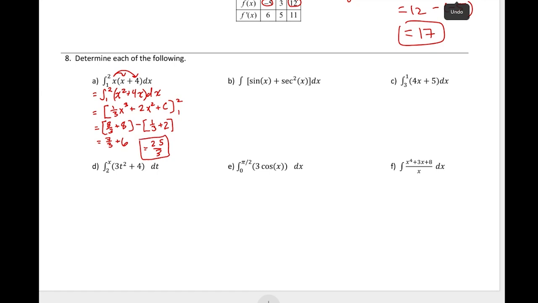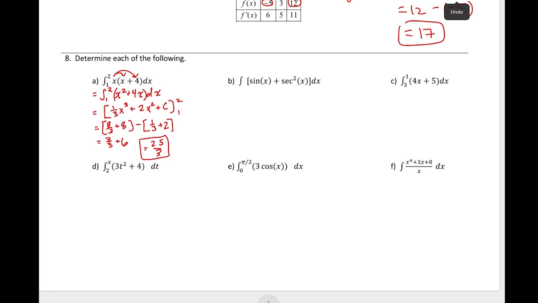Letter B is an indefinite integral. So all we're going to do here, we're not going to evaluate anything. We're just going to find the family of antiderivatives. So we're just going to anti-differentiate each term separately and then stick on a plus c on the end. We don't want to forget that. And then we'll be done.